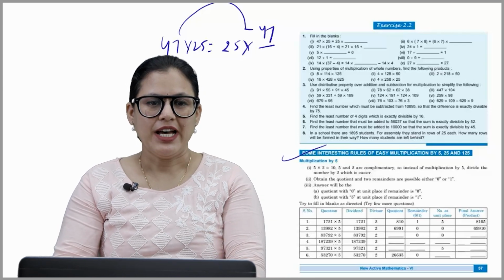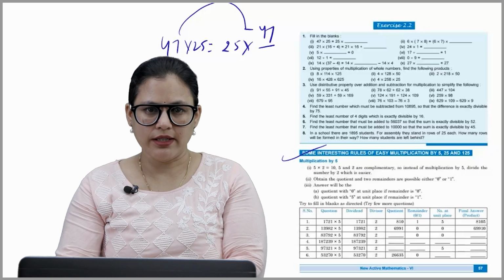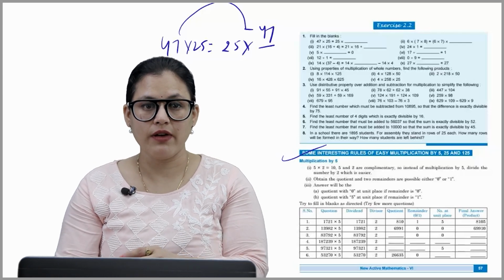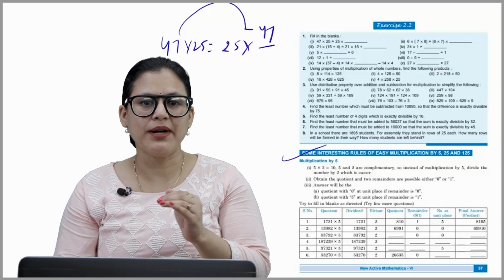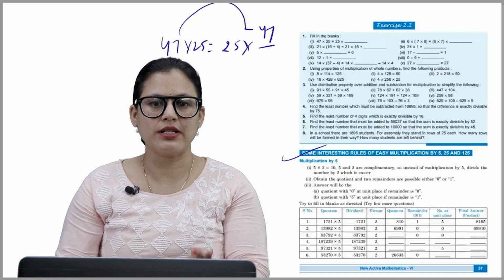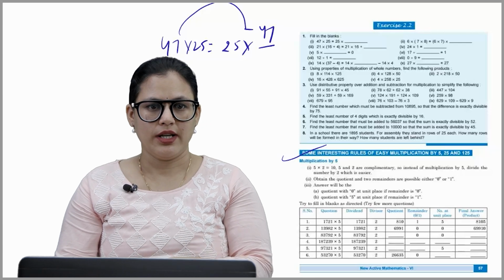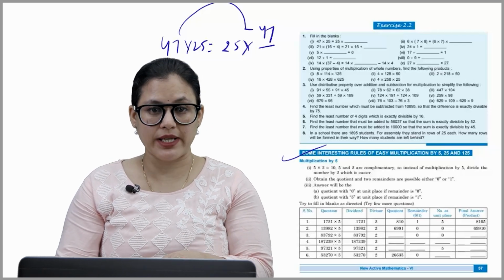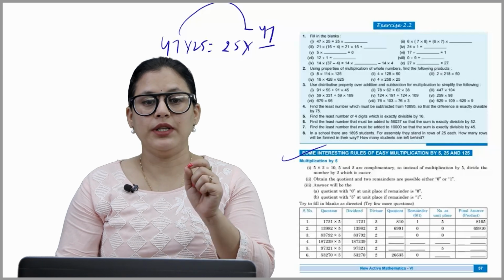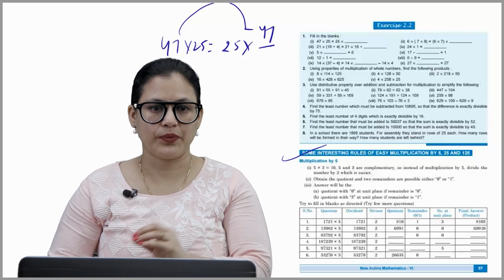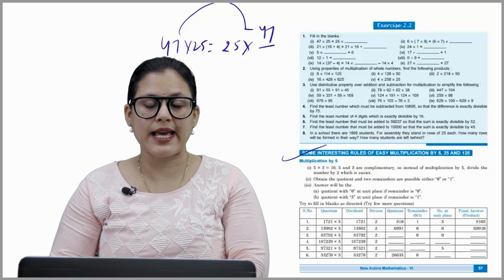Multiplication by 5. First, 5 into 2 is equal to 10. 5 and 2 are complementary. So, instead of multiplication by 5, divide the number by 2, which is easier. Number 2, obtain the quotient; two remainders are possible, either 0 or 1. Number 3, the answer will be the quotient with 0 at the units place if the remainder is 0, and the quotient with 5 at the units place if the remainder is 1. Okay, so try to fill in the blanks as directed.